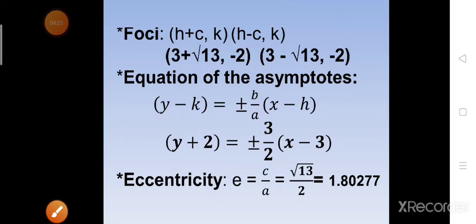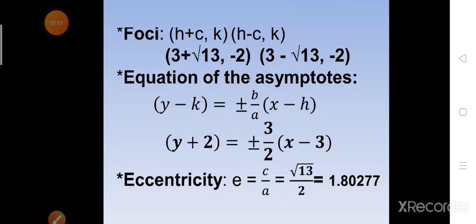Okay, in the equation of asymptotes, we have y minus k is equal to positive or negative b over a, times the quantity x minus h. By substituting, we have y plus 2 is equal to positive or negative 3 over 2, times the quantity x minus 3. So this is the equation of asymptotes, obtained by substituting the values of a, b, h, and k.